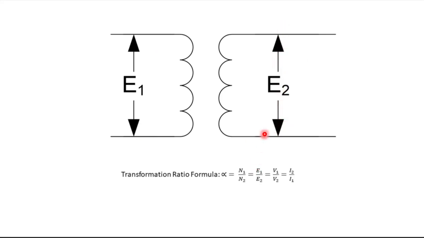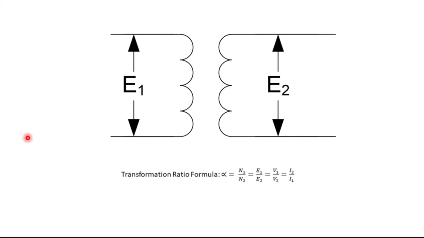And whichever side has the most windings, it's also going to have the most voltage. If I have more windings on this side than this side, then that means that this is a step-up transformer because it would have more voltage on this side. So V1 and V2 is the same as E1 and E2. The current, though, is going to be inverse.